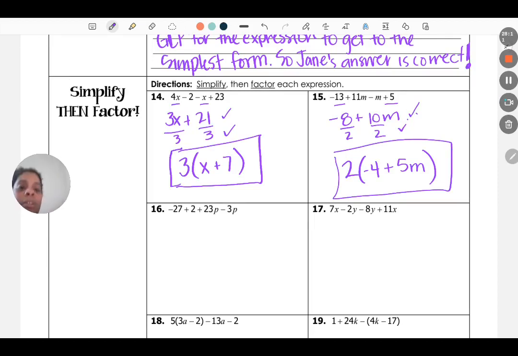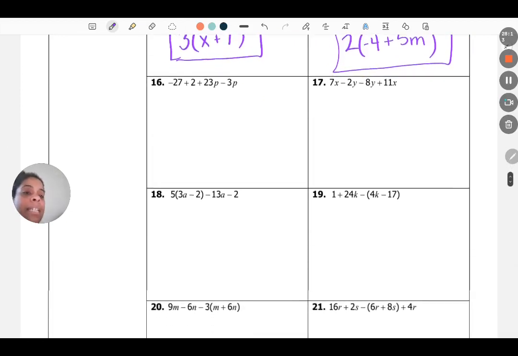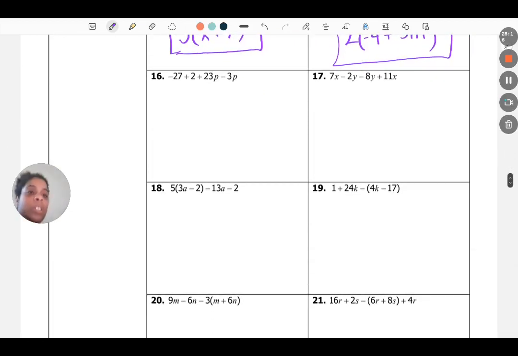All right, we're going to move a little bit quicker because we've practiced. We should know how to combine like terms. We're going to start with the first number. Is it just a number? So we're going to combine the numbers first. Negative 27 plus 2 is going to be negative 25.